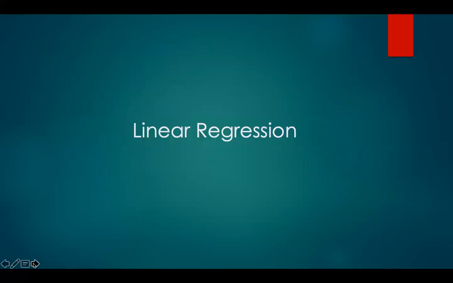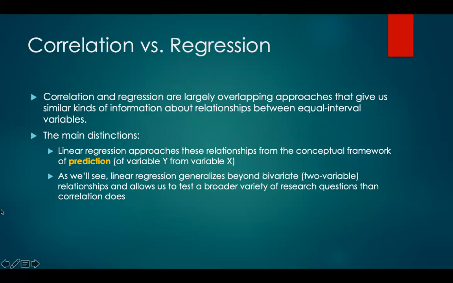So let's move on to linear regression. Correlation and regression are very overlapping approaches that give us similar kinds of information about relationships between equal interval variables. The main distinctions, though, are that linear regression approaches these relationships from the conceptual framework of prediction of variable y from variable x. And as we'll see, linear regression generalizes beyond bivariate or two-variable relationships and allows us to test a broader variety of research questions than correlation does.